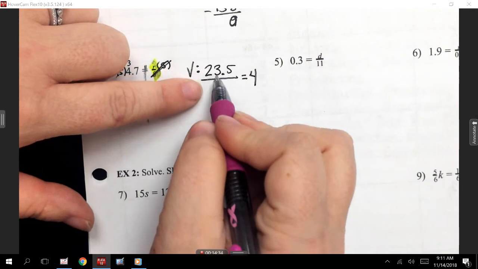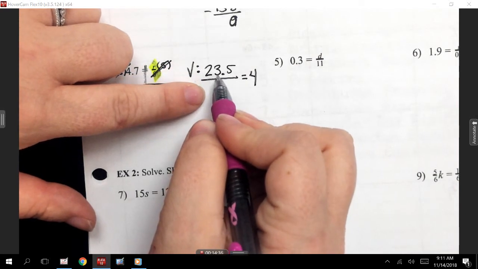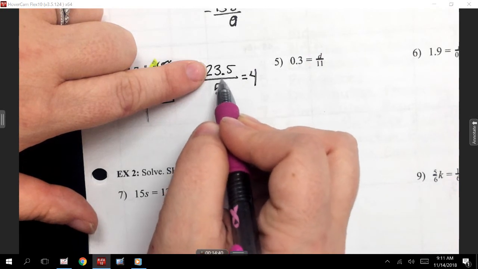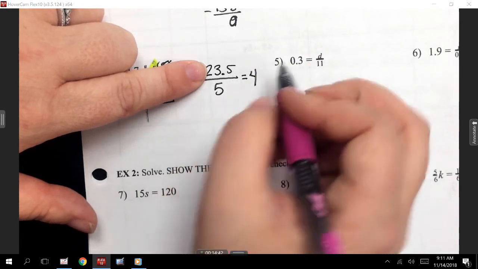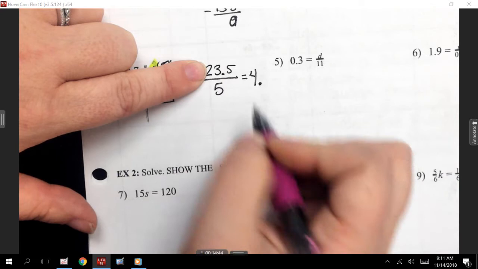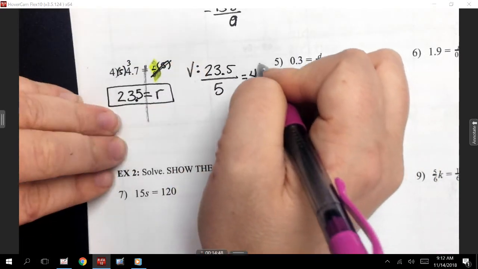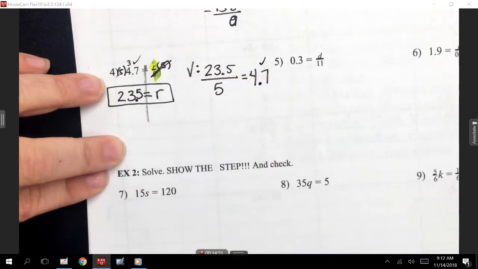All right, so 5 goes into 23 4 times, right? Now I'm looking at just the 35, right? Do you see how between that 3 and 5 there's a decimal? Which means I need to go ahead and write my decimal in. How many times does 5 go into 35? 7. So I get 4.7. Is that what I had over here?